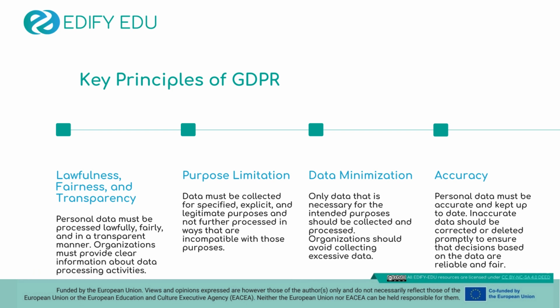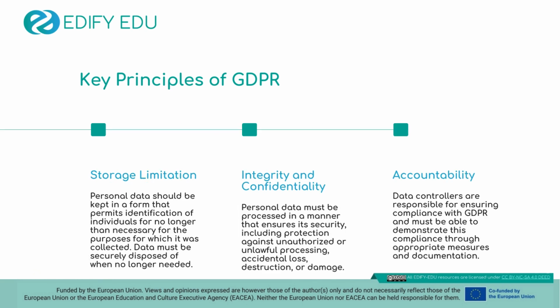Fourth, accuracy is crucial. Personal data must be accurate and kept up to date. Any inaccuracies should be corrected or deleted promptly to ensure that decisions based on the data are reliable and fair. Fifth, the principle of storage limitation dictates that personal data should be kept in a form that permits the identification of individuals only for as long as necessary for the purposes for which it was collected. Once the data is no longer needed, it must be securely disposed of.